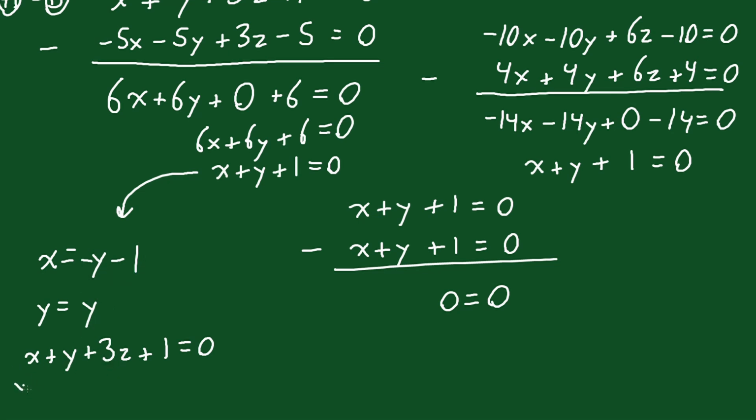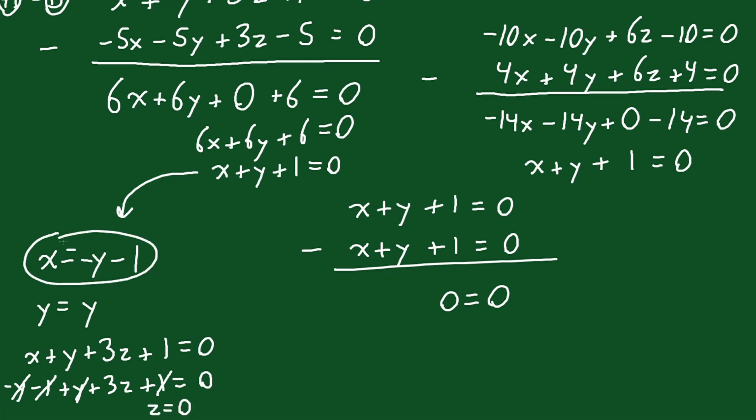You would have negative y minus 1 plus y plus 3z plus 1 is equal to 0. What happens when you simplify things here? Minus 1 and plus 1 cancel out. Minus y and y cancel out. You're left with 3z is equal to 0. Divide both sides by 3. You get z is equal to 0. So we have these three equations. These are actually your parametric equations of the line, right?